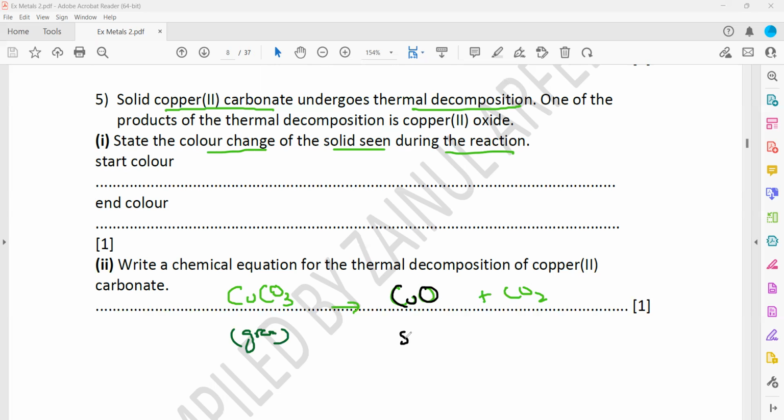It's a black solid. So what is the color change of a solid when this decomposition happens, when we supply heat energy to copper carbonate? What is the starting color? Green. And the final color? It will be black. Green to black. And then they ask, write an equation. I already wrote that copper carbonate decomposes into copper oxide plus carbon dioxide.